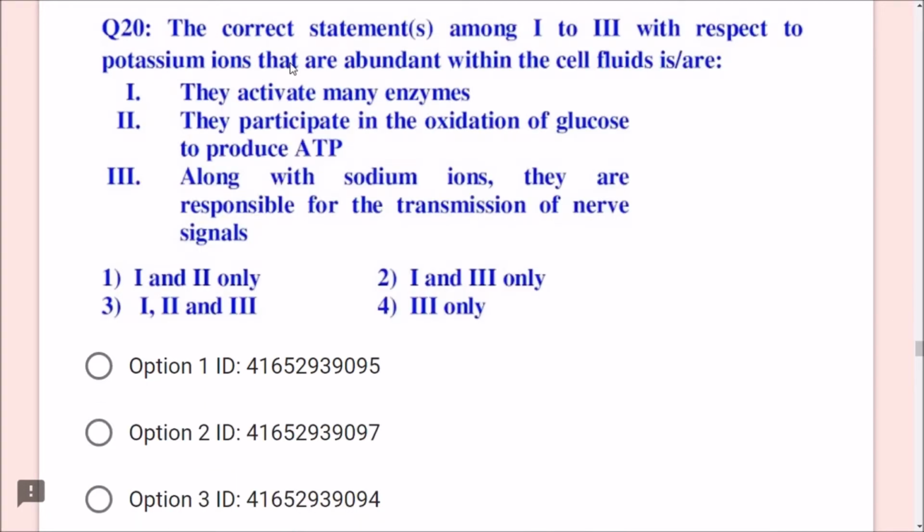Next, question number 20. The correct statements among 1 to 3 with respect to potassium ions that are abundant within the cell fluids is or are: 1. They activate many enzymes. Yes, it is a true statement. 2. They participate in the oxidation of glucose to produce ATP. Yes, it is also correct. 3. Along with sodium ions, they are responsible for the transmission of nerve signals. Yes, friends, this is also correct. So all 3 options are correct, 1, 2 and 3. So option number 3 is the correct option, friends.